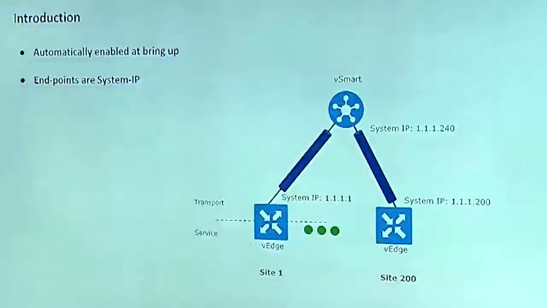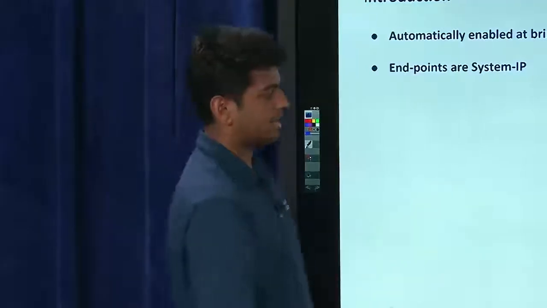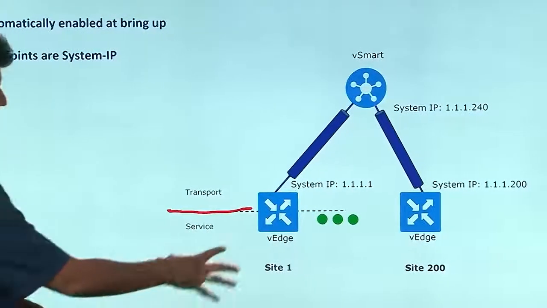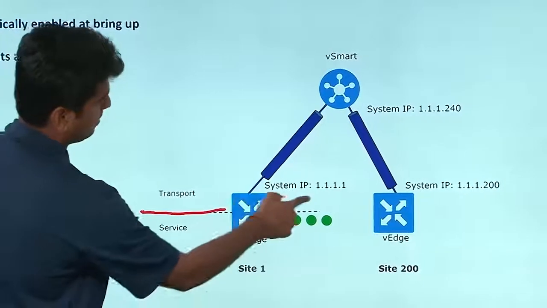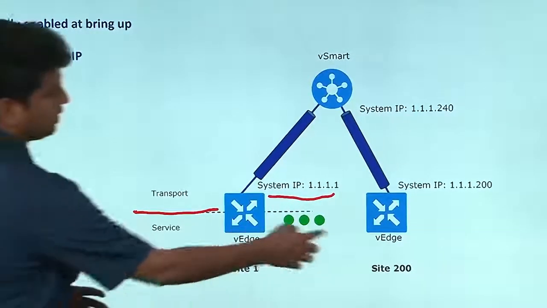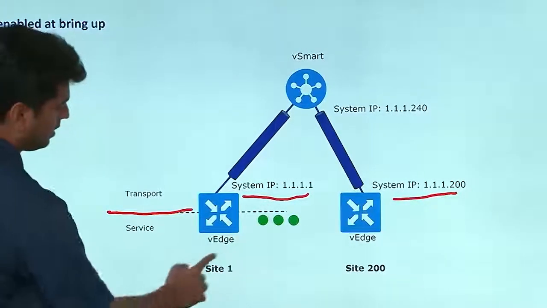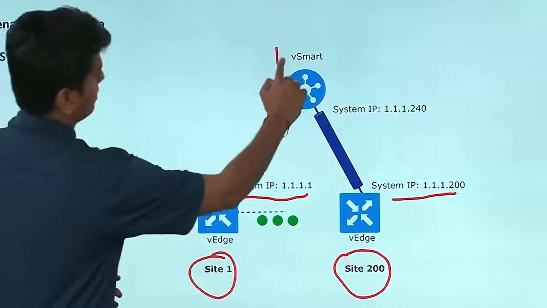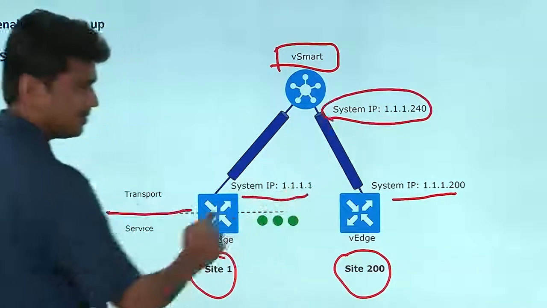Okay, so OMP is automatically enabled at bring up. OMP has a basic shut or no shut state, and that's an automatic enablement. So when you plug into the box, the OMP process is running for you. And like I said, the endpoints are system IPs. A diagrammatic representation would be: you have a transport side and a service side. This is vEdge 1 having system IP 1.1.1.1, vEdge 2 having a certain system IP, each having, for this example, a unique site ID, and there's a vSmart having its own system IP.